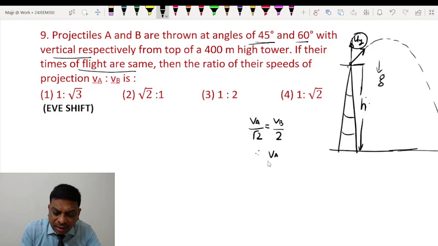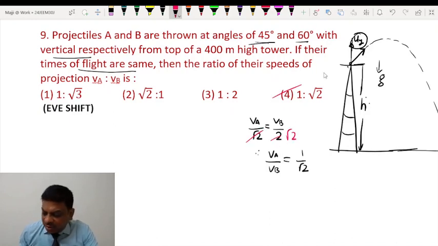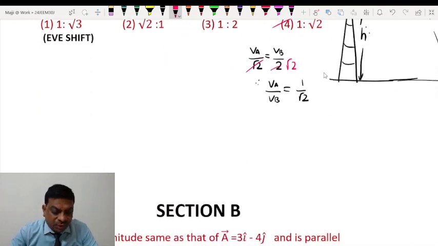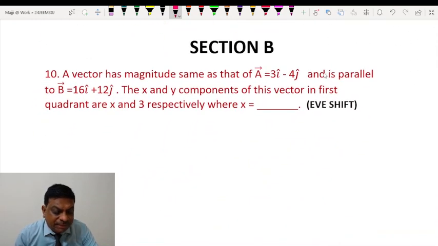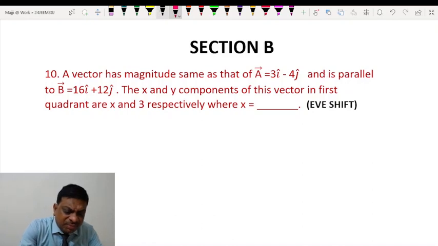So VA is to VB is 1 is to root 2. Okay, students, this root 2 gets cancelled here. So we'll go with the fourth option, 1 is to root 2. Then moving to section B, a vector has magnitude same as that of vector A equal to 3 i cap minus 4 j cap and is parallel to vector B equal to 16 i cap plus 12 j cap. The x and y components of this vector in the first quadrant are x and 3 respectively with axis. Now as you can see, students, this is very simple.